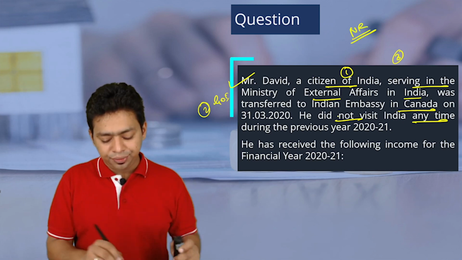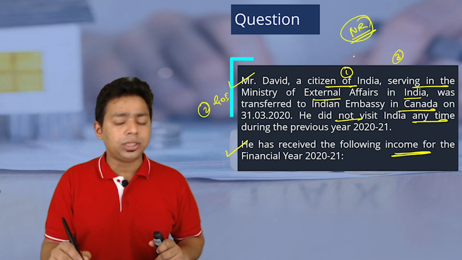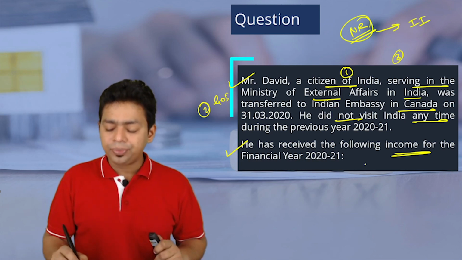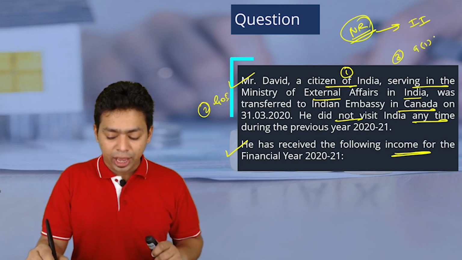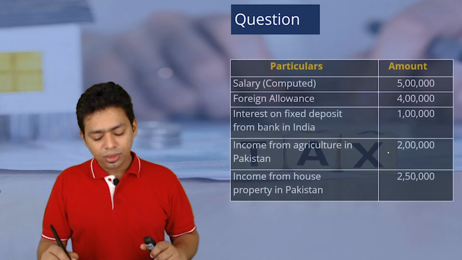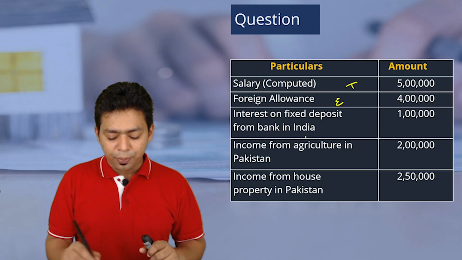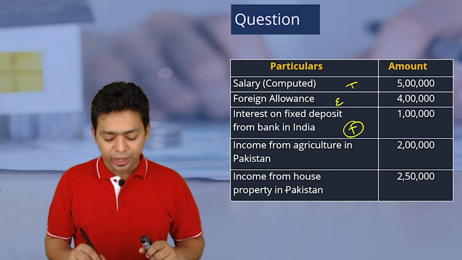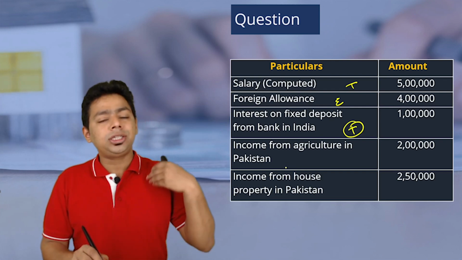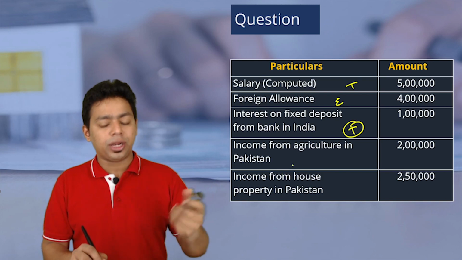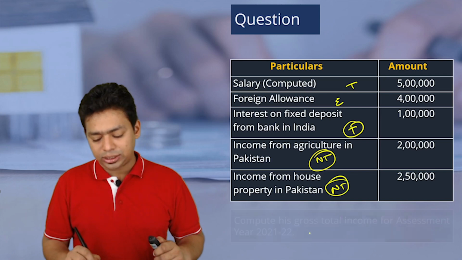His status is non-resident. He has received the following income. So what types of income are taxable in the hands of a non-resident, my dear friends? Only and only Indian income. So what about salary? Yes, it is deemed to be accrued in India according to section 9(1) clause 3, if you remember. So salary, yes, it is taxable. Foreign allowance, exempt. Interest on fixed deposit from a bank in India, taxable because it is accrued in India. Income from agriculture in Pakistan: usually foreign agriculture income is taxable, but this is foreign agriculture income earned by a foreigner, non-resident, so not taxable. Income from house property in Pakistan, not taxable.